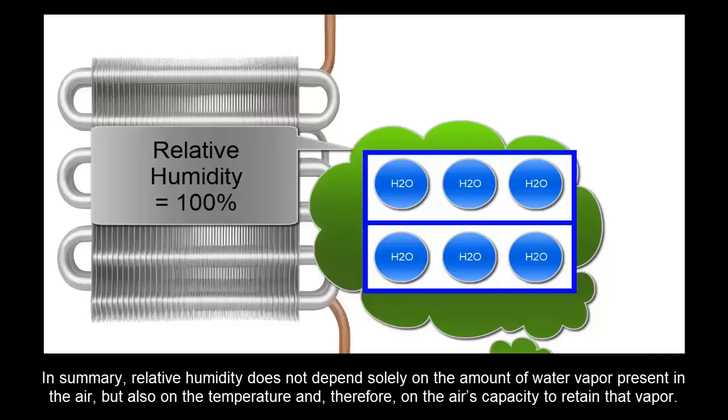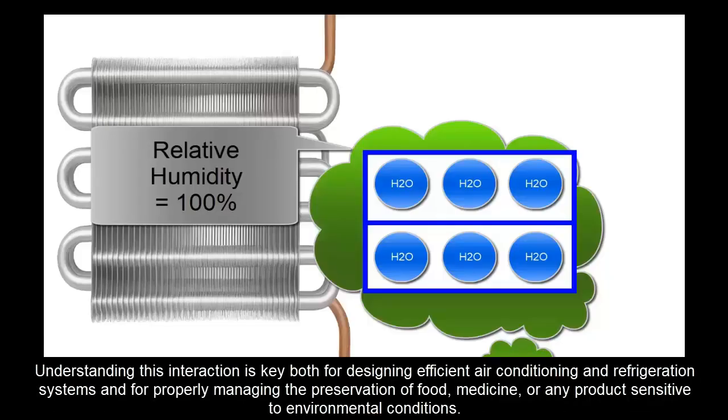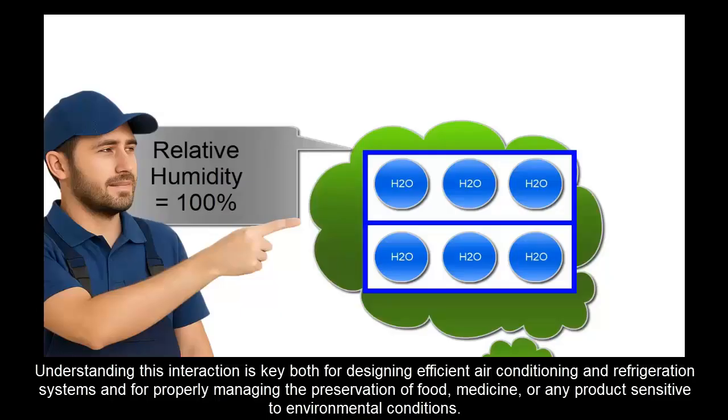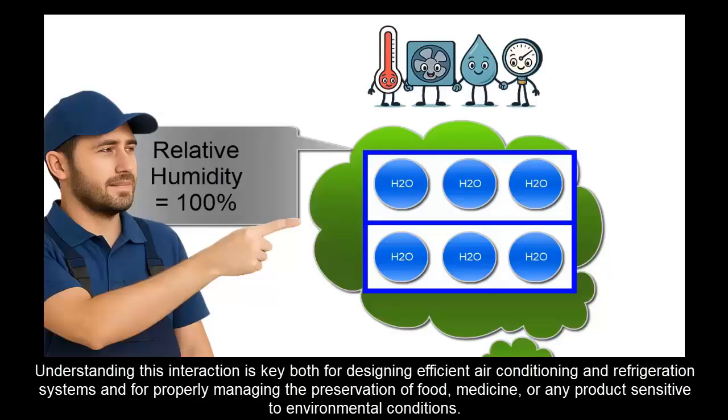In summary, relative humidity does not depend solely on the amount of water vapor present in the air, but also on the temperature and therefore on the air's capacity to retain that vapor. Understanding this interaction is key both for designing efficient air conditioning and refrigeration systems and for properly managing the preservation of food, medicine, or any product sensitive to environmental conditions.